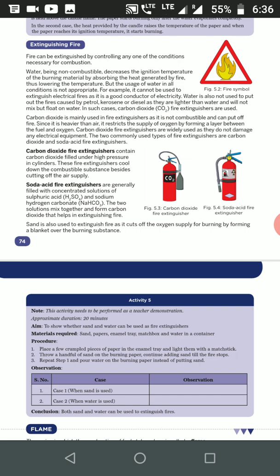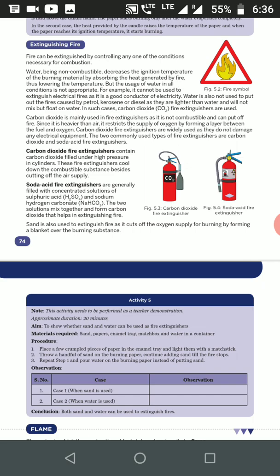Similarly, soda fire extinguishers are filled with a concentrated solution of sulfuric acid and sodium hydrogen carbonate. When they both mix together, they form carbon dioxide. This carbon dioxide helps in extinguishing the fire. So these are the two types used as fire extinguishers.